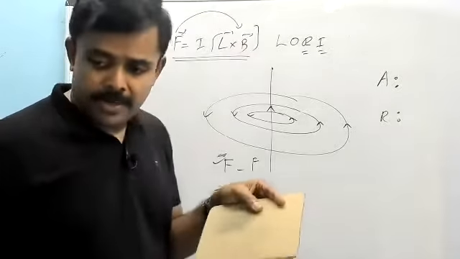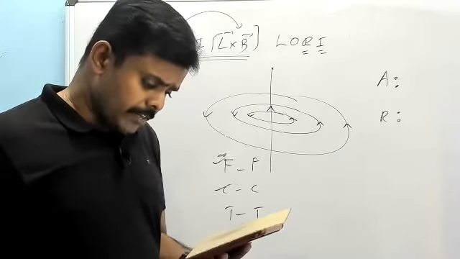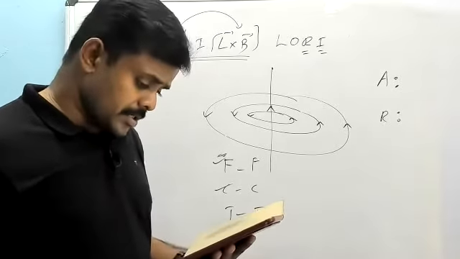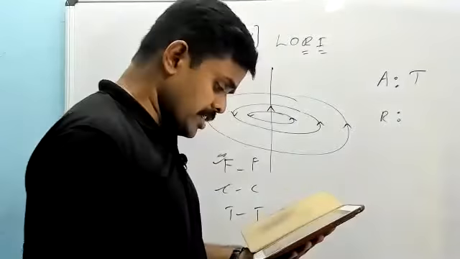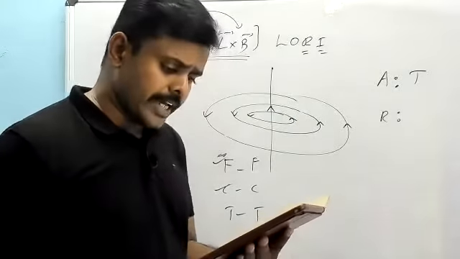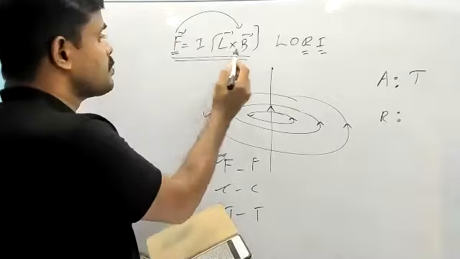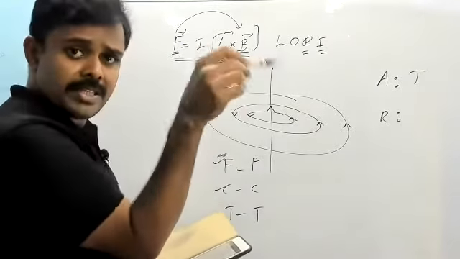What does statement number 1 say? Could you please read it? Statement number 1: when current is represented by a straight line, the magnetic field will be circular. That statement is true. Assertion is true. How about the reason? According to Fleming's left-hand rule, direction of force is parallel to magnetic field. Is that true? No. We have just learned this now.